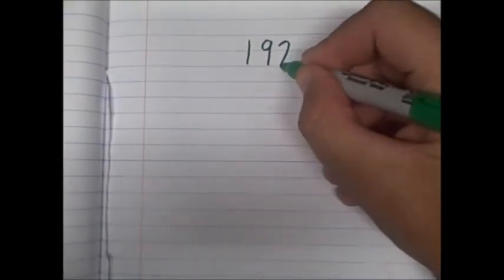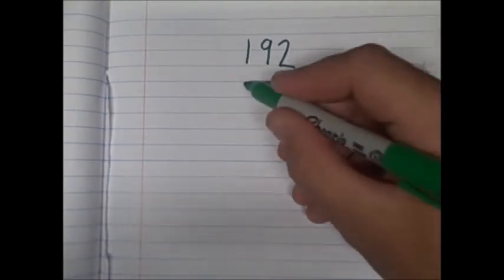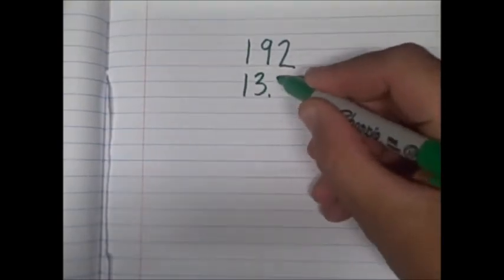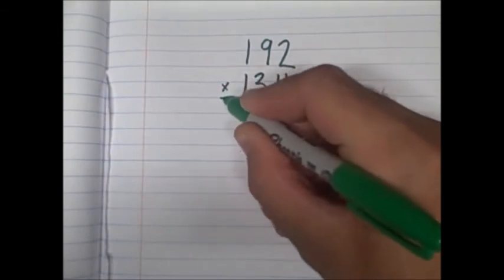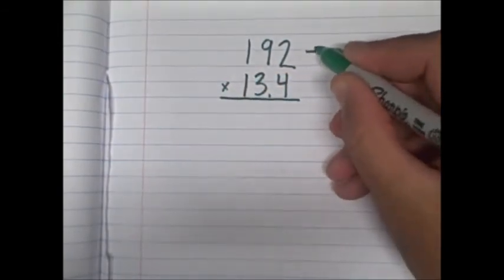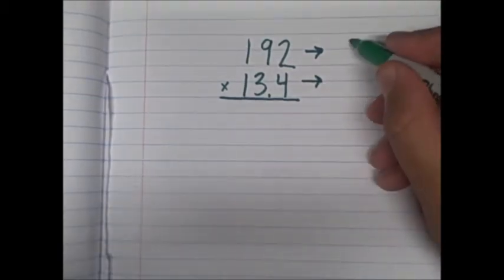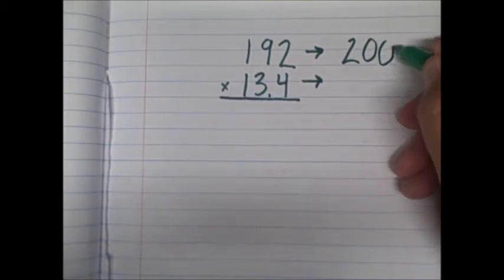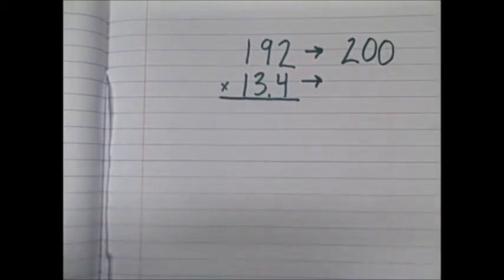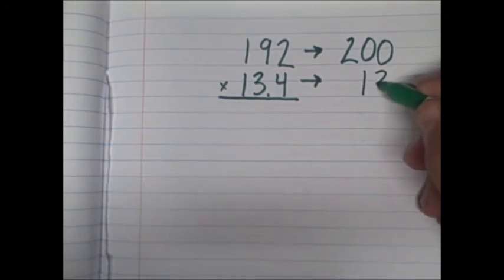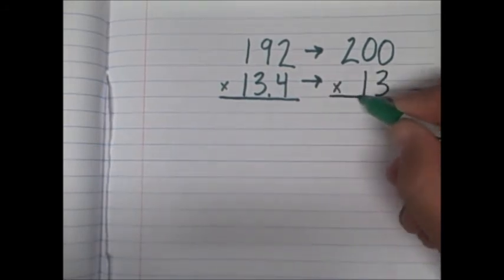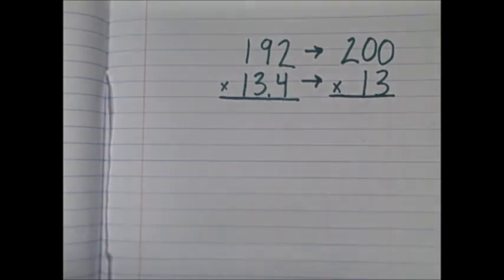And of course, this also works when you're multiplying numbers that have mixed numbers in them, in decimals. So in this case, if I wanted to multiply the factors 192 and 13.4, I would probably look at the 192 and logically round that up to the nearest 100, giving me 200. And 13.4 round down to 13, rounding that to the nearest whole number.